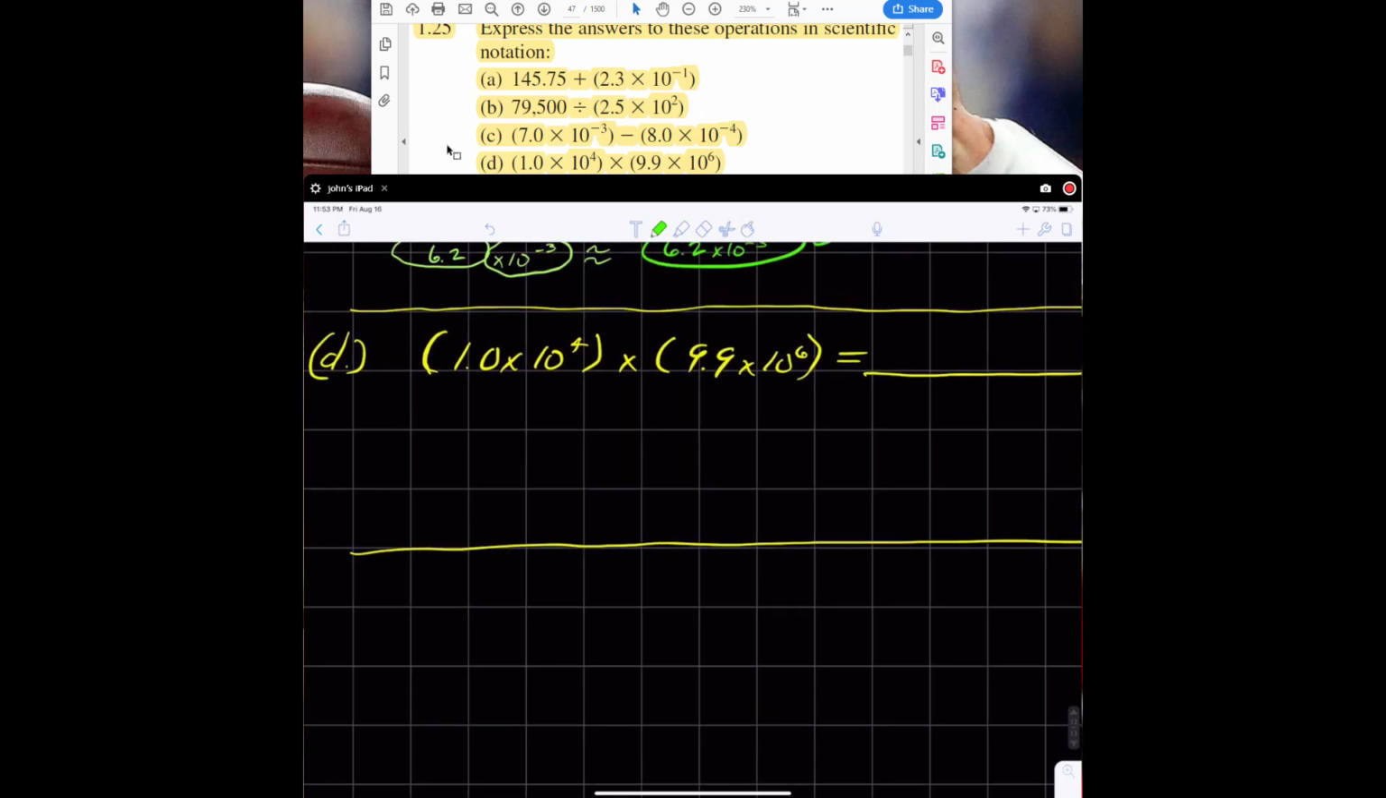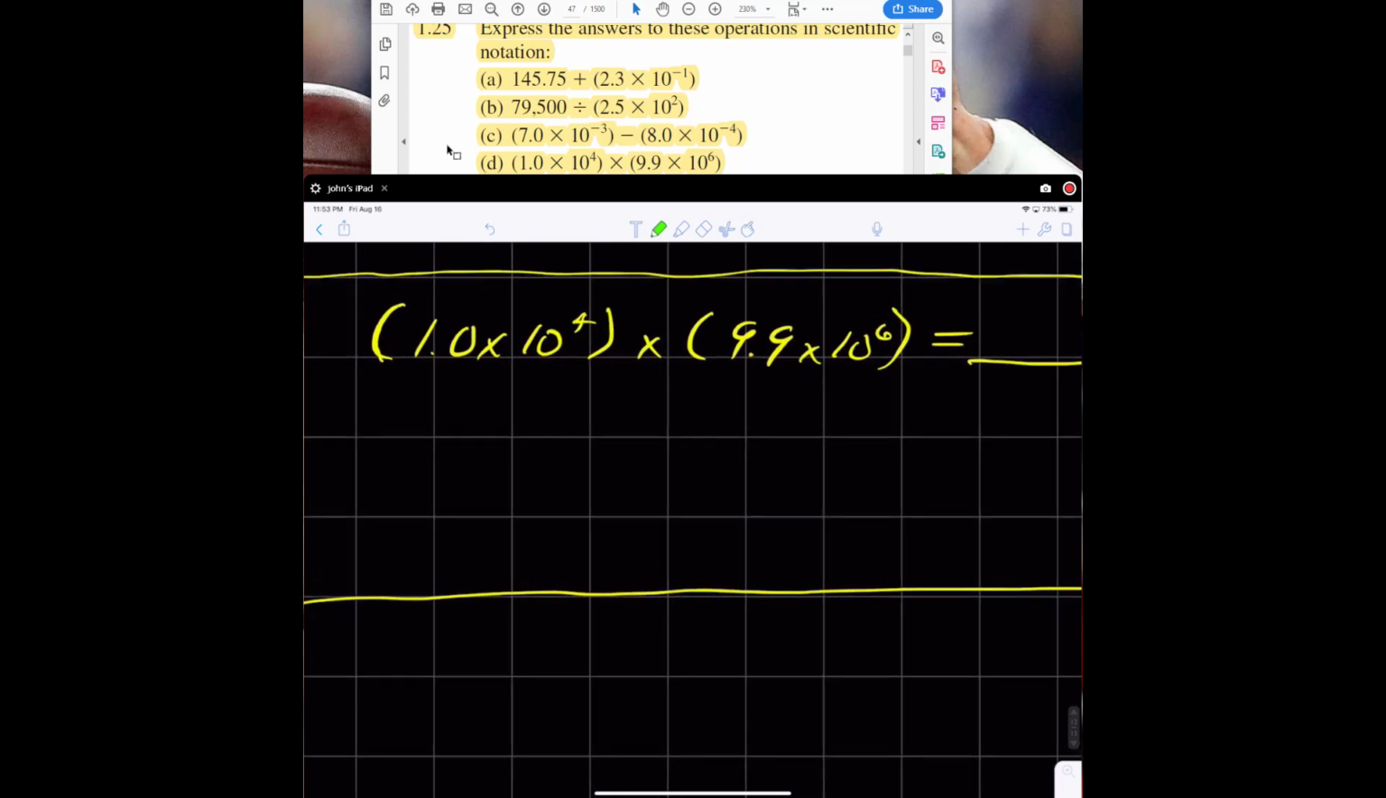D. We have multiplication here. Okay. So what would we do? We have two numbers in scientific notation already. We have to recall the rules of sig figs. We have 2 numbers here, and 2 numbers here. So that means that our final answer is going to have 2 sig figs.